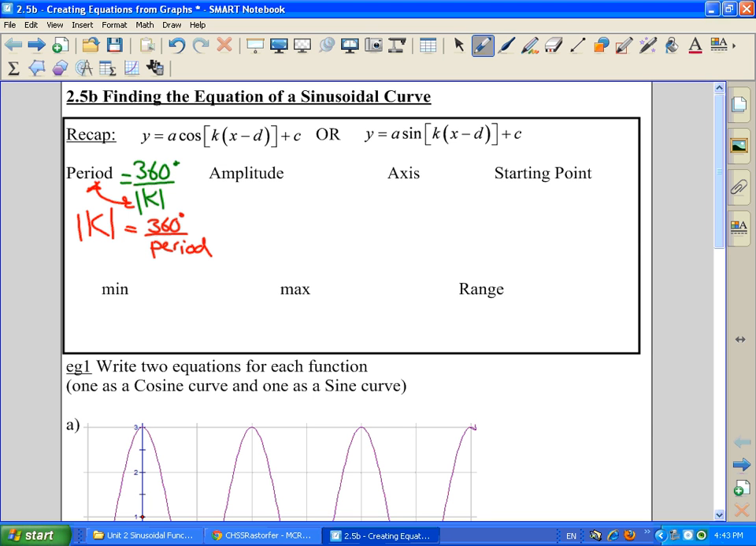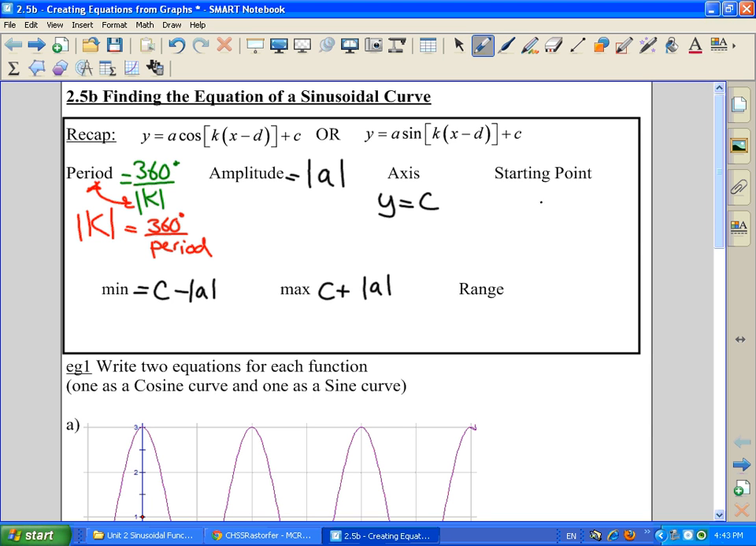We learned that the minimum is your C value, subtract the absolute value of A. So your axis, and then you subtract your amplitude. Your max is going to be C plus your amplitude, or your axis amount plus your amplitude. And the amplitude does equal the absolute value of A. And if it equals 1, it's normal. The equation of the axis is y equals C.